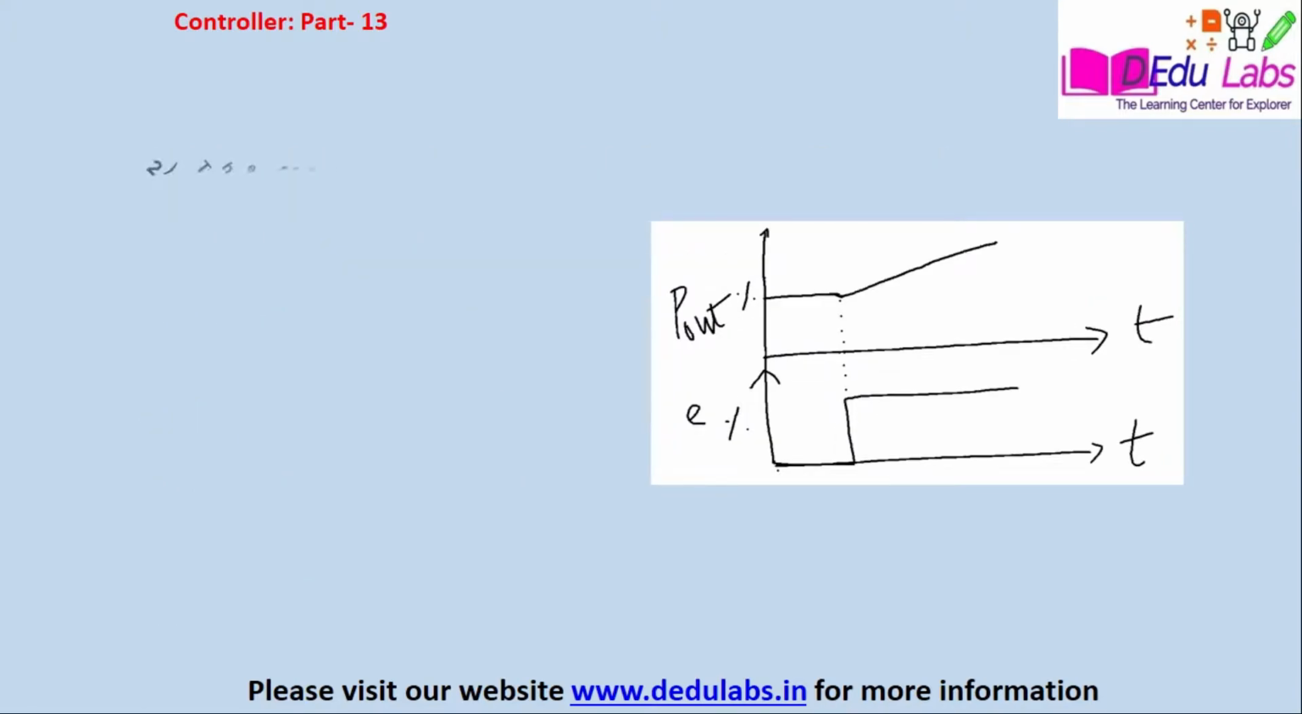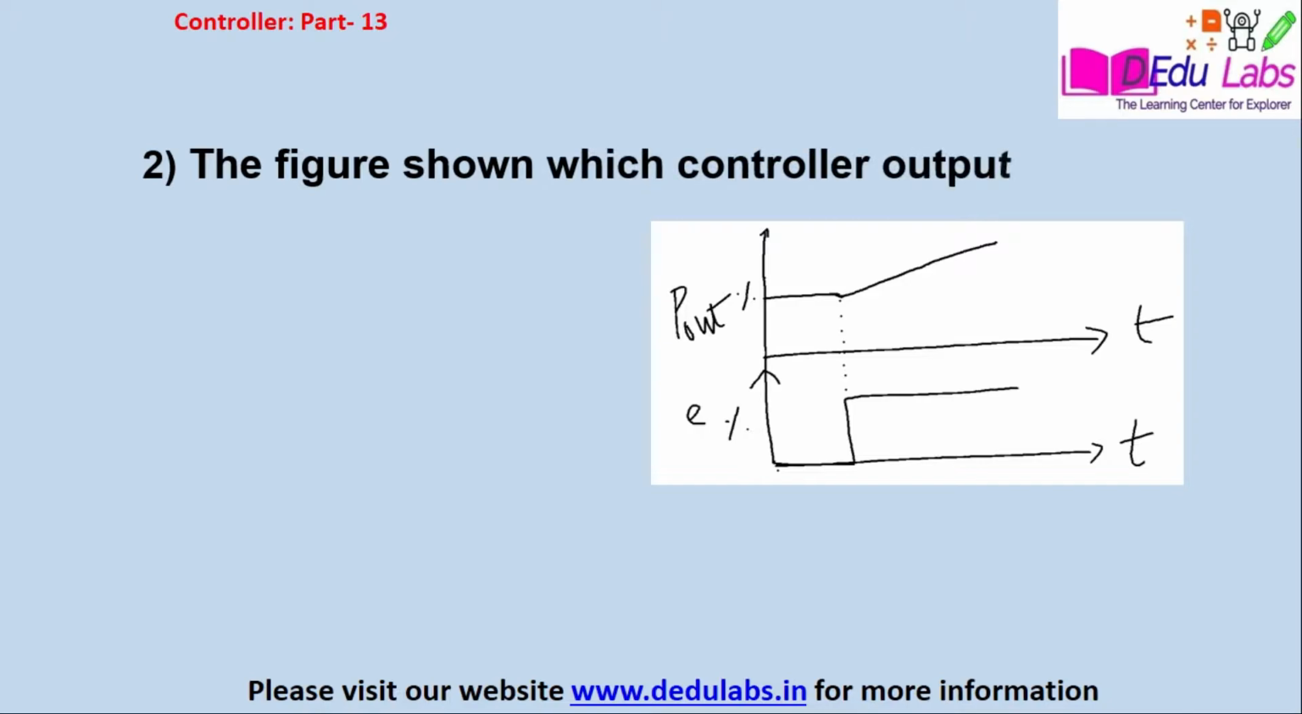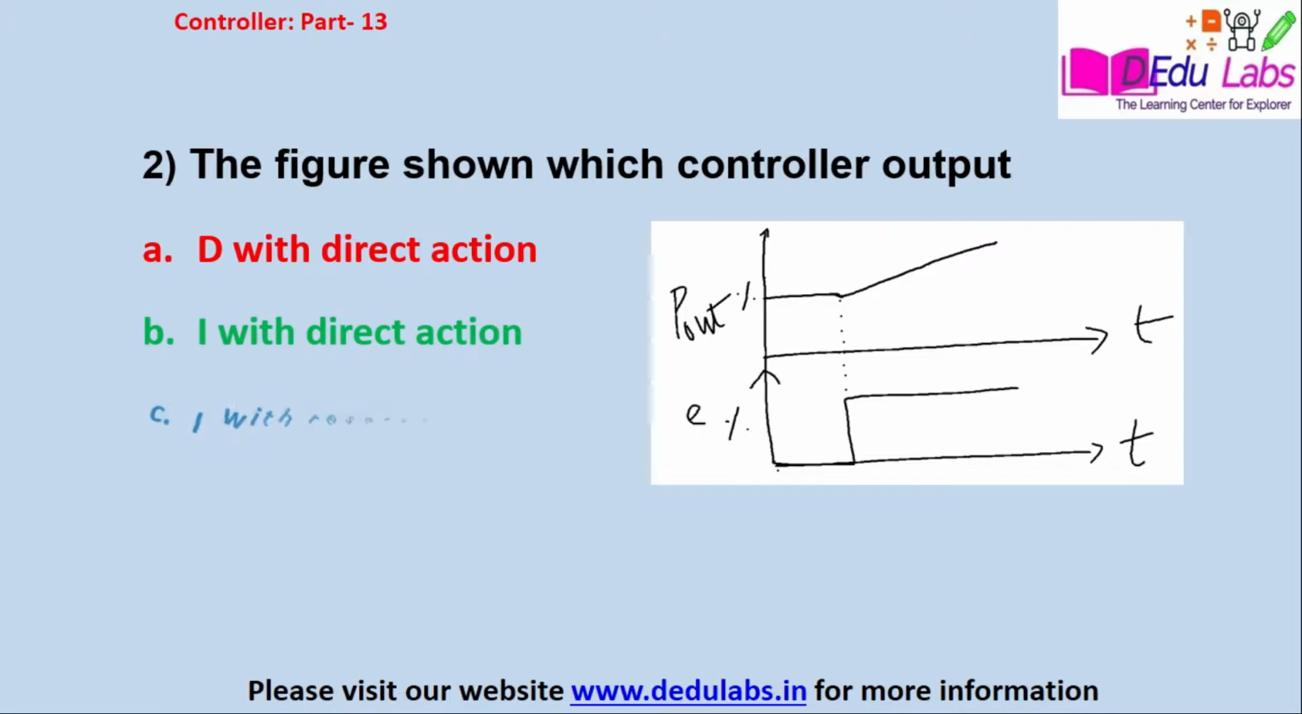Question number 2. The figure shown below represents which controller output? Option A, derivative with direct action. Option B, integral with direct action. Option C, integral with reverse action. Option D, derivative with reverse action.